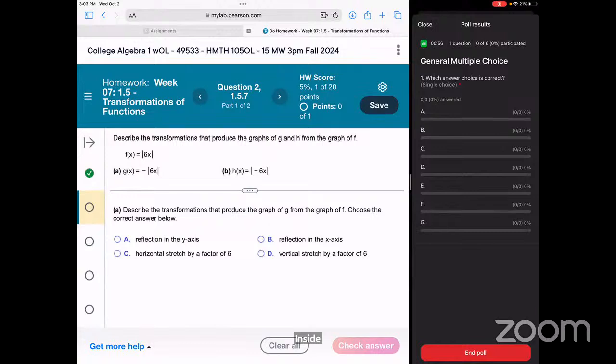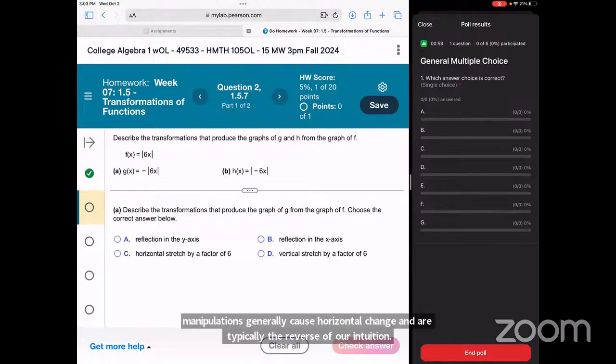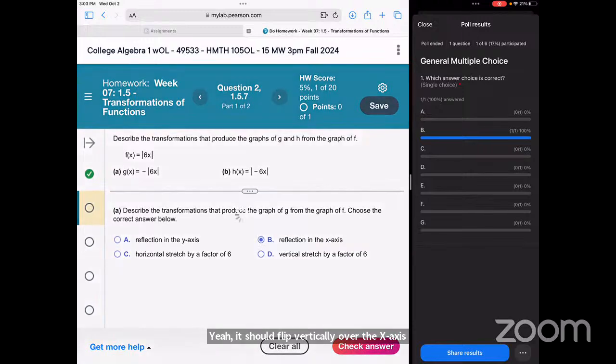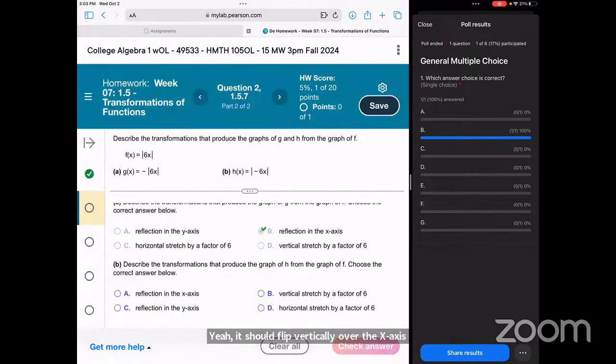So I'm gonna end this poll. So I'm thinking it's B. Reflect in the x-axis. Yeah. It should flip vertically over the x-axis. Okay. If we multiply the inside by a negative, it's going to flip horizontally over the y-axis.